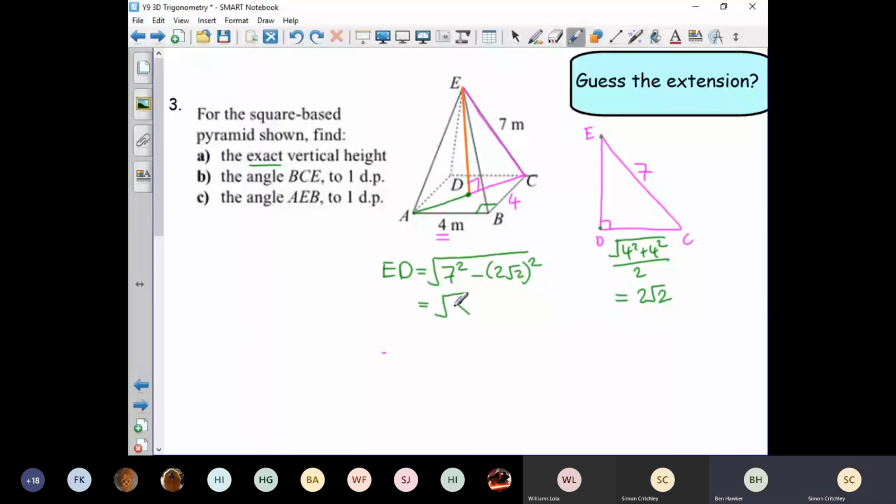Root 41. Root 57. Yeah, no, you should have root 41, shouldn't you? Because that's going to be 49, and 2 root 2 squared is going to be 8. So that would be root 41. Yeah. So I think I've gone wrong somewhere. Did you, when you typed in your calculator, did you put a bracket around the 2 root 2? That might be where I've gone wrong. Yeah, because you're just squaring the root 2, not the other 2 as well.